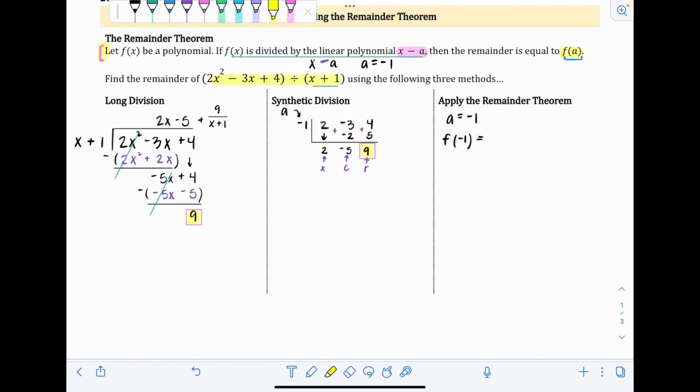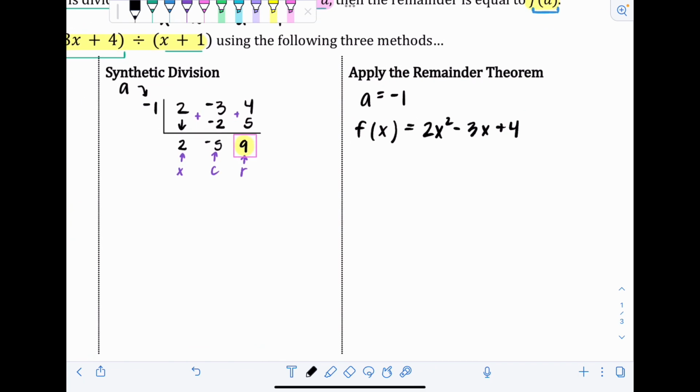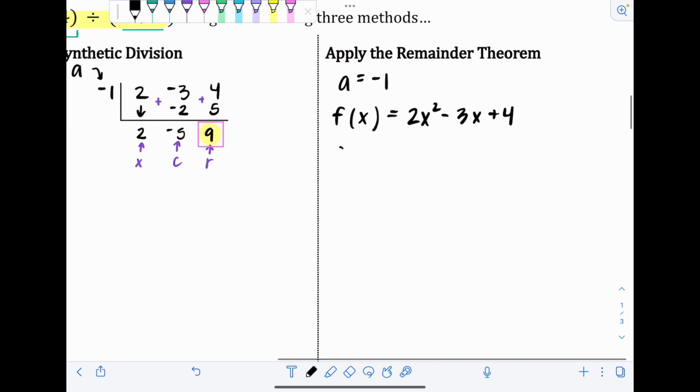Okay, so I'm evaluating what we're dividing into. So f of x is 2x squared minus 3x plus 4. I'm just going to go ahead and write that over here so we can see it substituted in. So f of x is equal to 2x squared minus 3x plus 4. And then we're going to evaluate at f of a, so we're going to do f of -1.